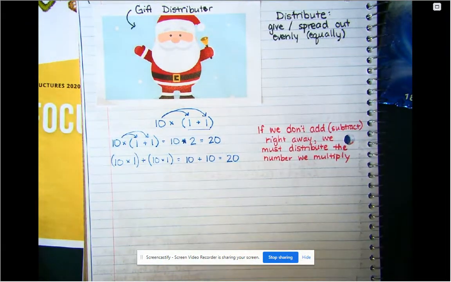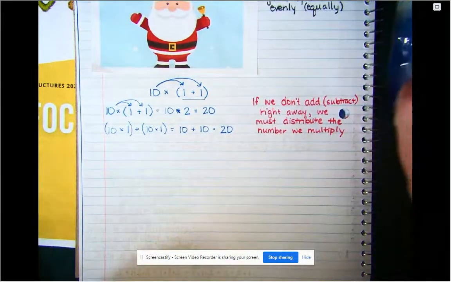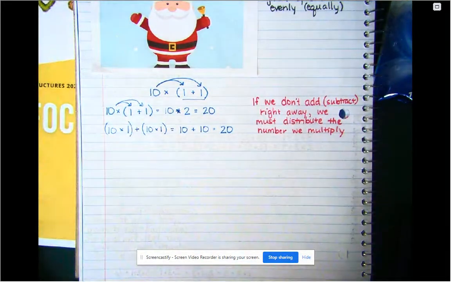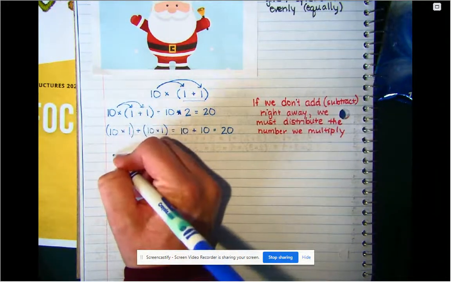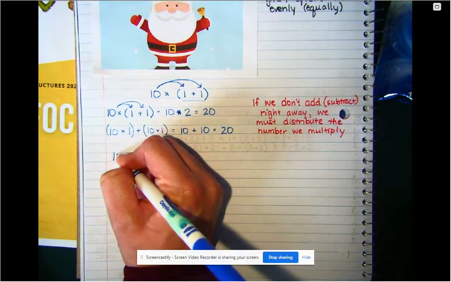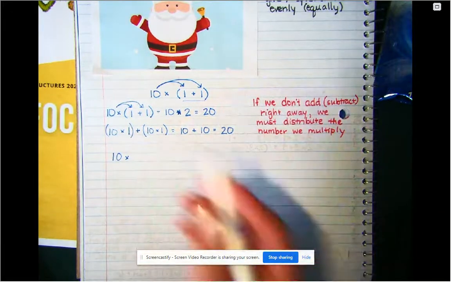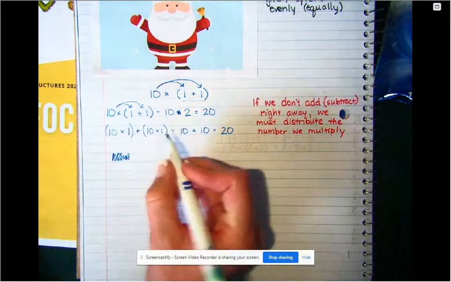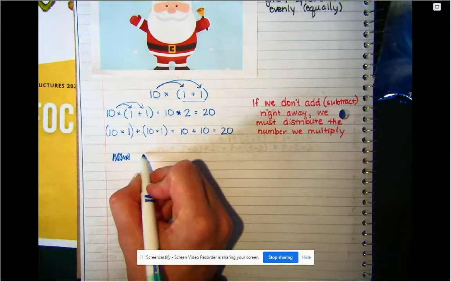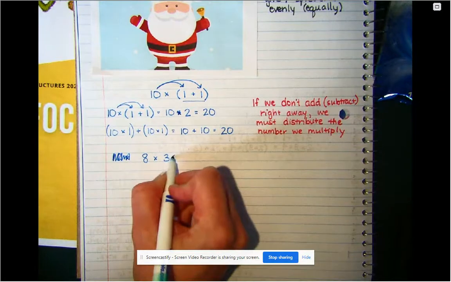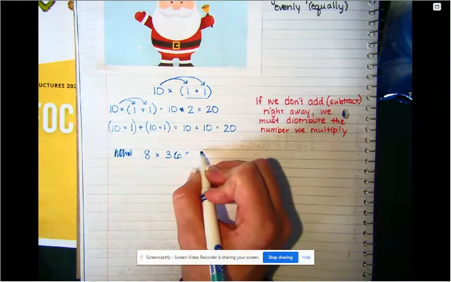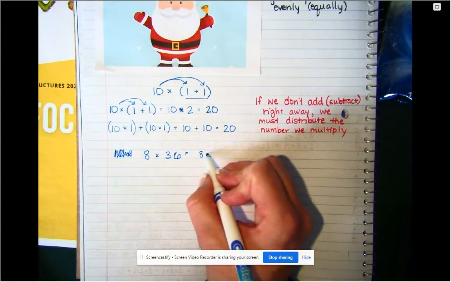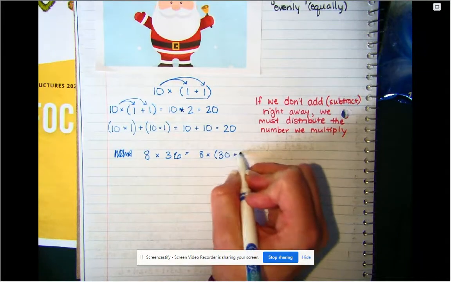Now, I would venture to guess that a lot of you learned the distributive property before you knew what you were doing. So you might have learned how to solve a question like, 10 times, we just did 10. I don't want to do that. Maybe you learned how to solve 8 times 36 by doing 8 times 30 plus 6.